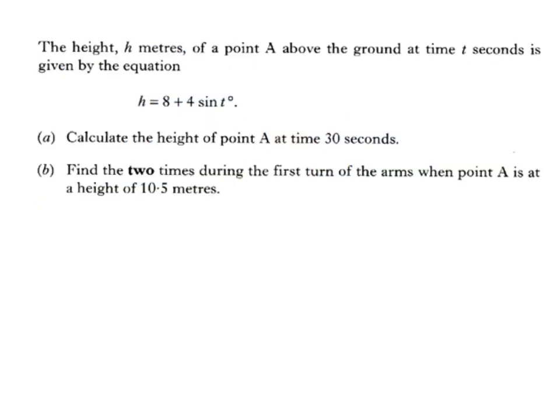This one again, feel free to go try it and pause it. I'll quickly talk you through what you do here. So for part A, you would calculate the height at a time of 30. So part A, replace T with 30. Part B, it wants the 2 times when the height is 10.5. So you're going to replace H with 10.5. Pause it, try it, and then press play to check your answers.